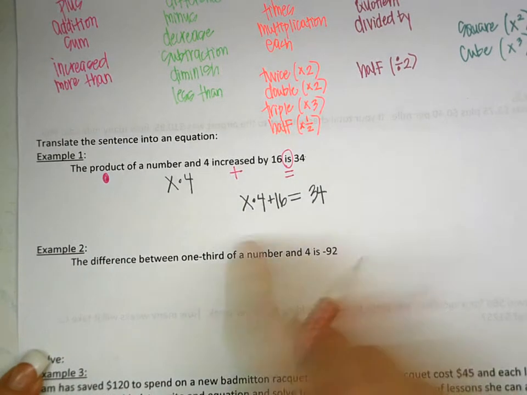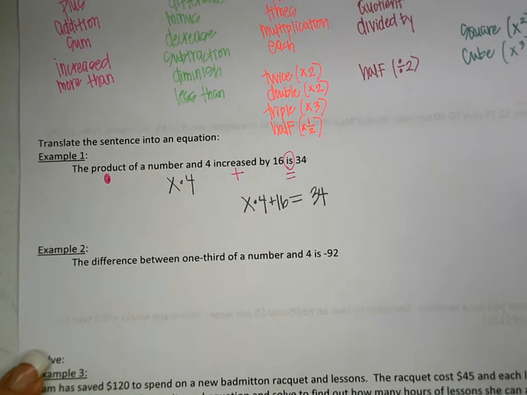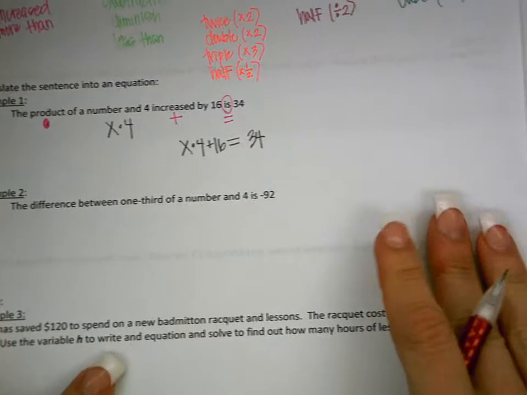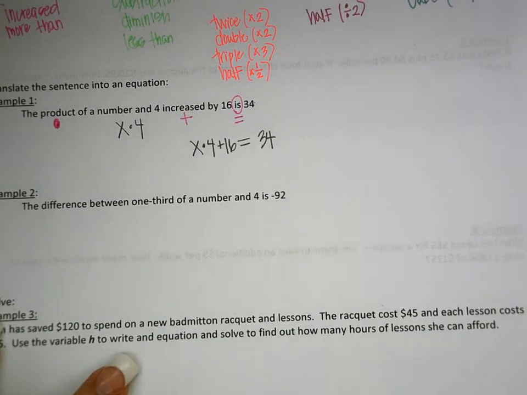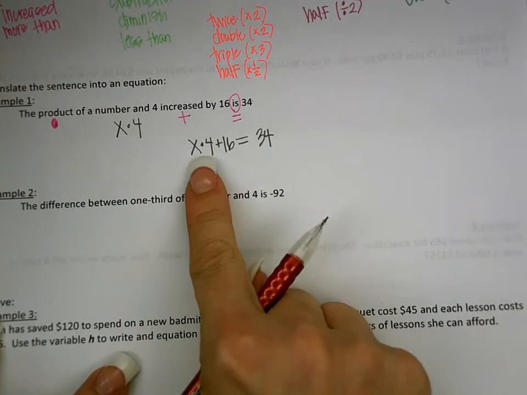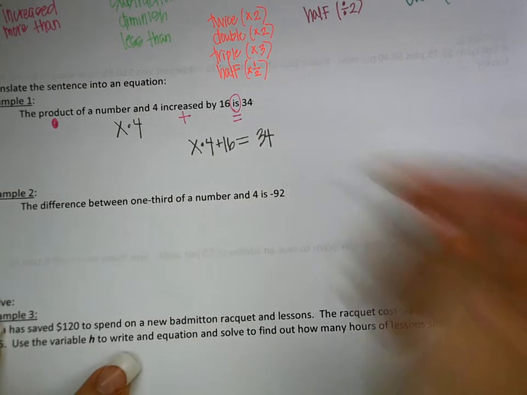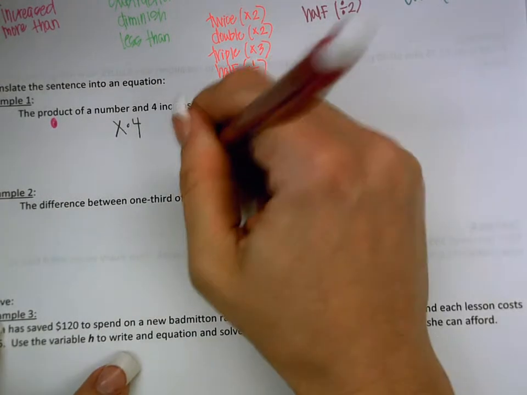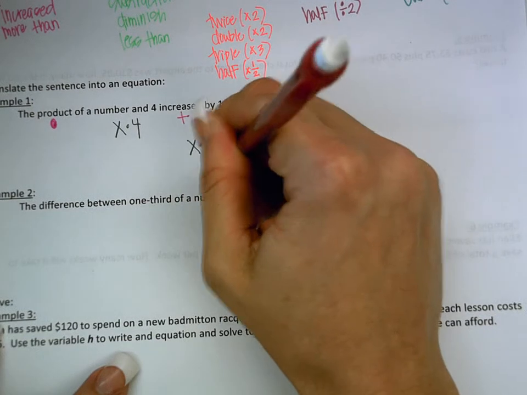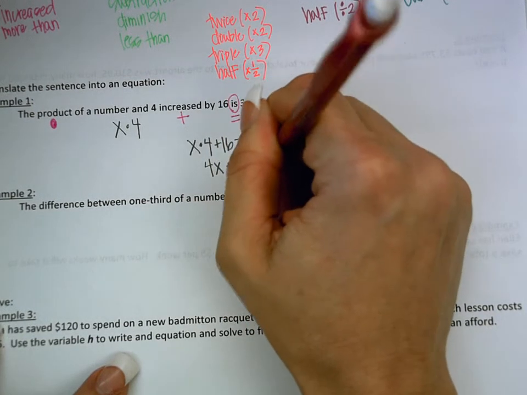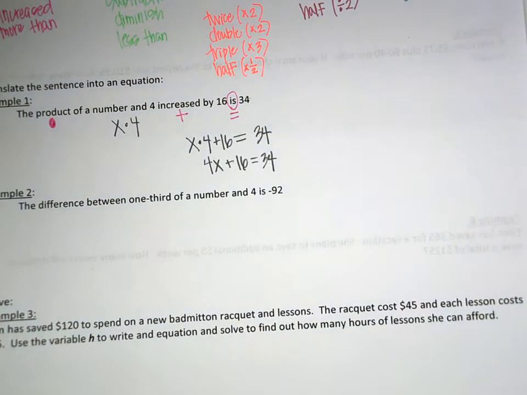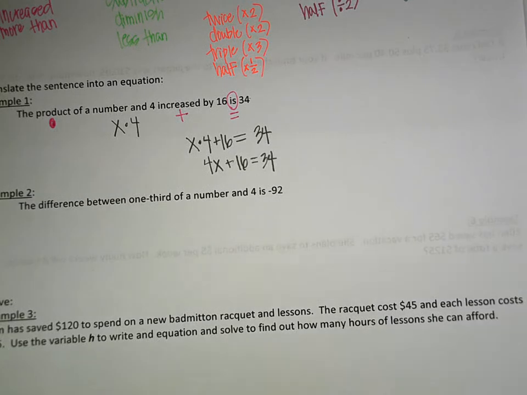What's wrong with the way that looks? It looks weird. Which part looks weird? The x and the 4. Can you rewrite that to make it look better? 4x. 4x plus 16 equals 34. Now, I'm not asking you to solve this, I just want you to write the equation. That's your equation. Perfect. So we're just translating.